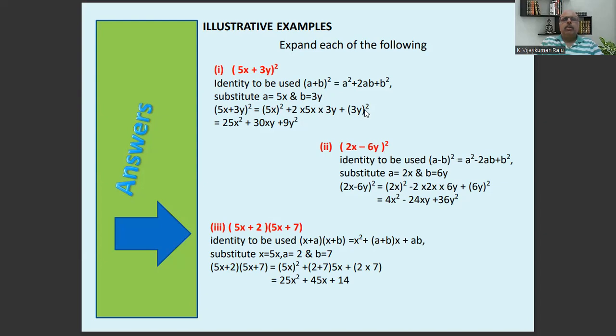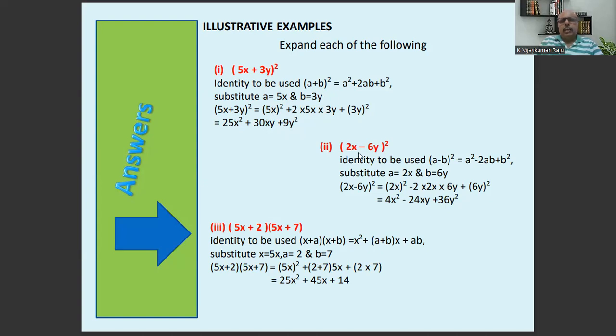plus (3y) whole square. So this is 5 square is 25, so 25x square. 2 5s are 10, 10 3s are 30xy. 3 square is 9 and y square. So 25x square plus 30xy plus 9y square is the answer for this particular.